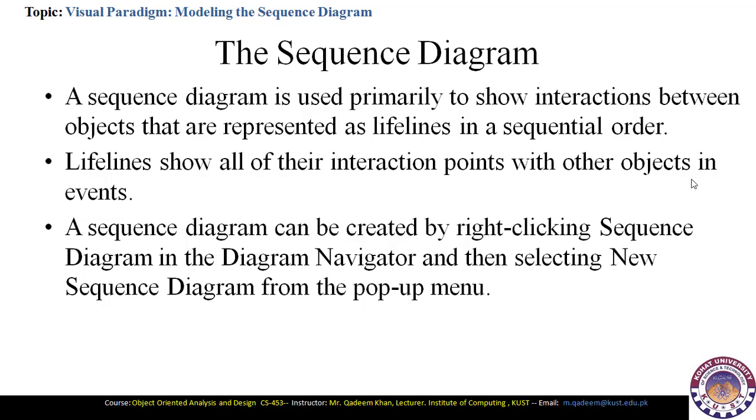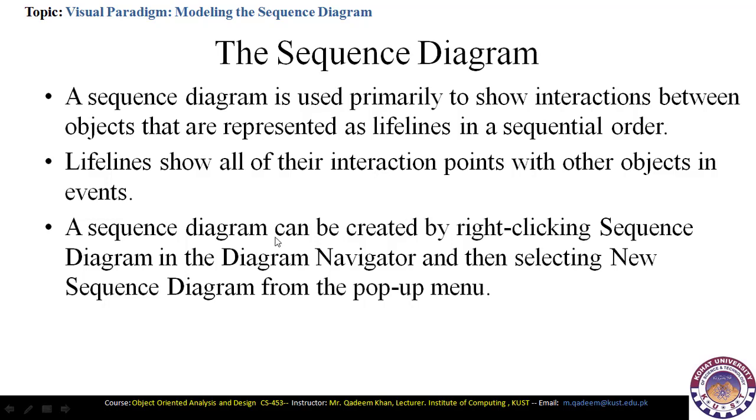Then when another function is called, the life of that function starts. And when the execution of that function completes, then its life is complete. So lifeline here means the life of different functions, and the life of functions is represented as a bar. Now the lifeline shows interaction points with other objects in the event as well, and every object has different operations.